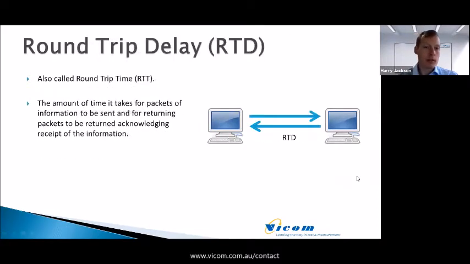Round trip delay is very similar to latency, and that has to do with the amount of time it takes your packets of information to get from one network location to another one, and then that second network location transmitting packets of information back, acknowledging receipt of the first packets of information. So essentially, it's the amount of time it takes packets of information to get from one location to another and back again.